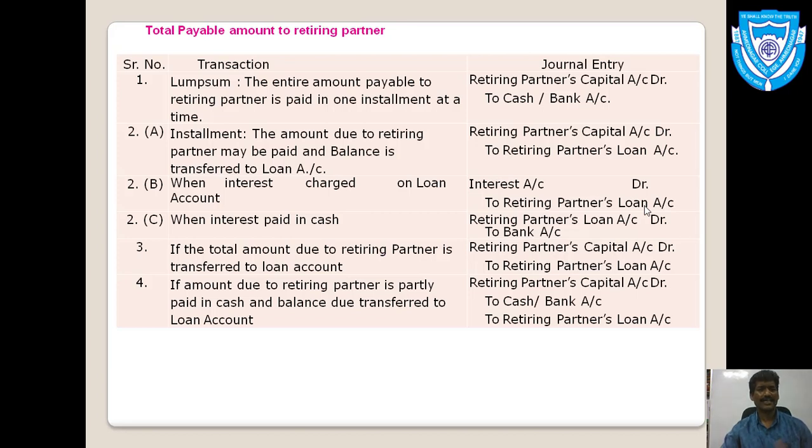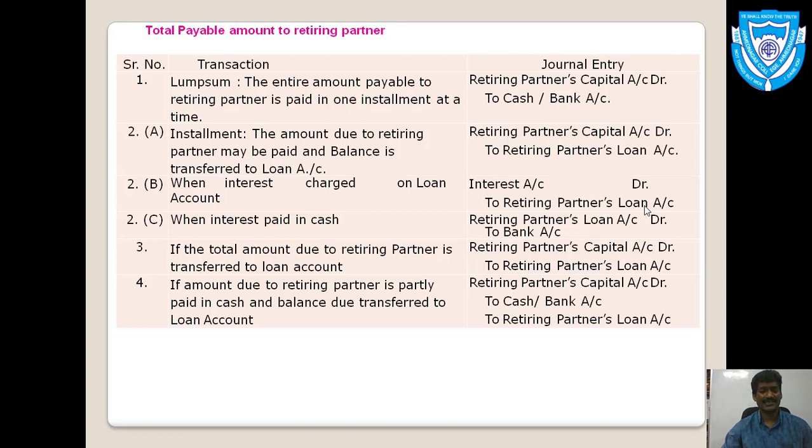If interest is charged on loan account, interest account debit to retiring partner's loan account. If interest is paid in cash, retiring partner's loan account debit to cash or bank account. If the total amount due to partner is transferred to loan account, that means it is not paid in cash but entire amount is transferred to loan account. In that case, retiring partner's capital account debit to retiring partner's loan account.